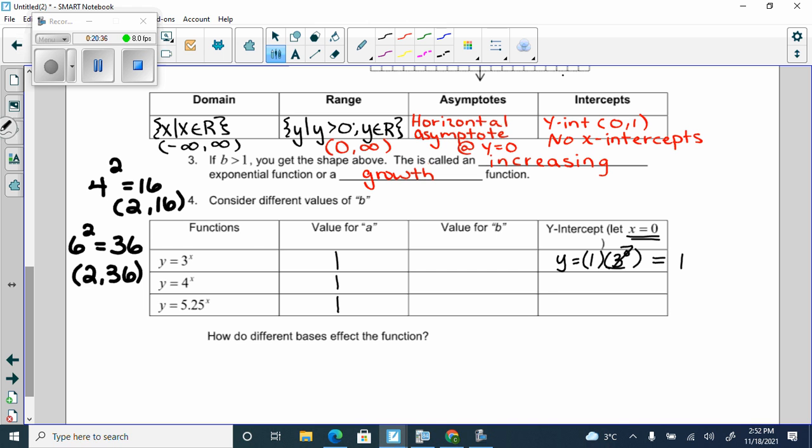This one, we would go y equals 1, and then 4 to the 0, which is 1 times 1, which is 1. Okay? And then this one would be 1, and then 5.25 to the 0. So it's just 1. My value of b for these are 3, 4, and 5.25. We agree?